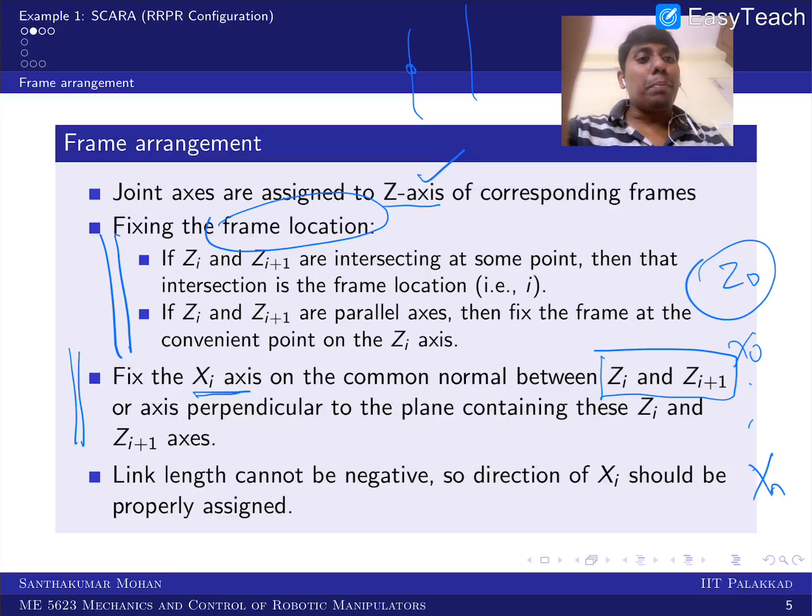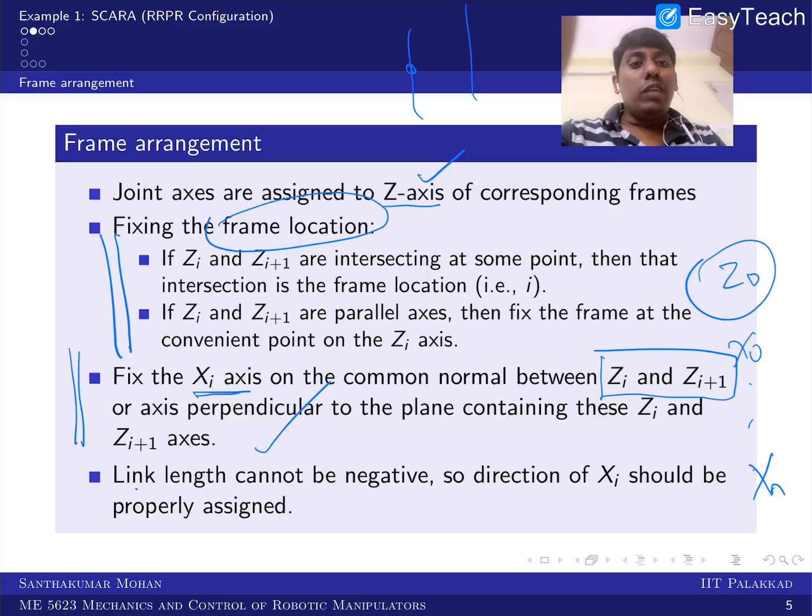If these two are perpendicular, then xi would be normal to the plane consisting of zi and zi plus 1. If they are parallel, then you can take the common normal, right? These we have all seen, right?